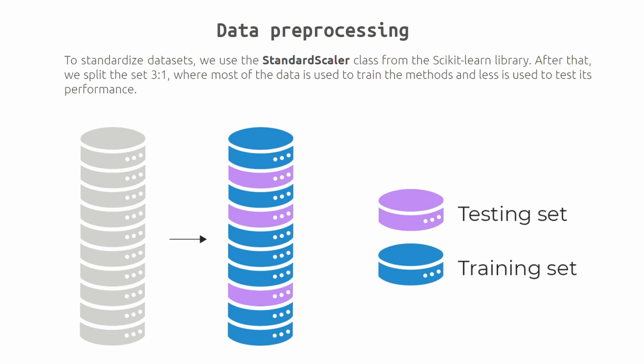To standardize the dataset, we use the StandardScaler class from the scikit-learn library. After that, we split the set 3 to 1, where more of the data is used to train the machine learning methods and less is used to test their performance. As you can see from the picture, the data in each dataset is randomly selected.